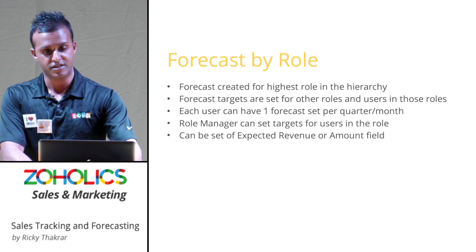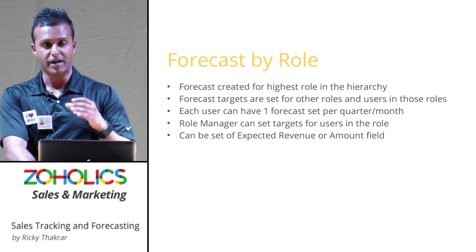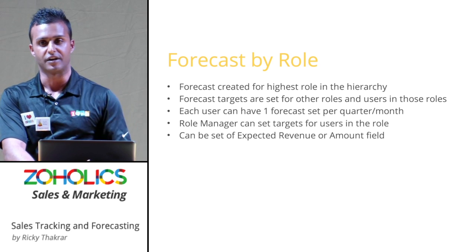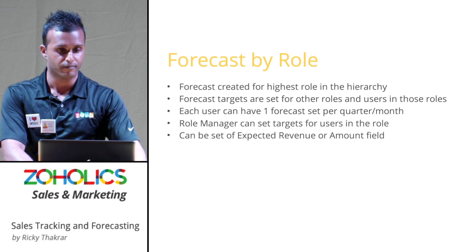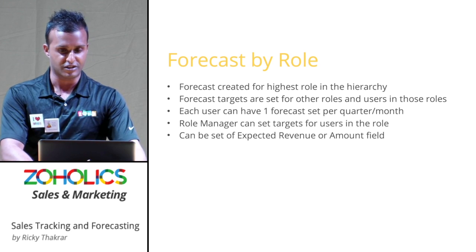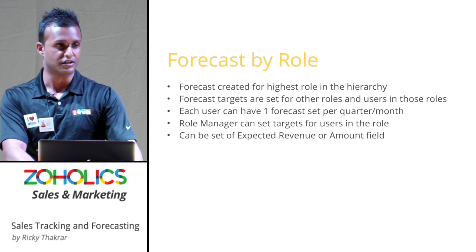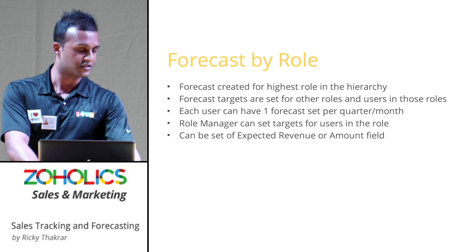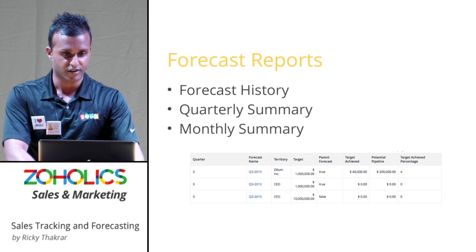Role manager sets the targets for the users. A role manager is just someone who is higher up on the hierarchy. The next step up is your role manager. And you can, of course, set this on expected revenue or amount. And I think everyone here is just going to ignore the first part of the sentence and just set it on the amount field. All right?